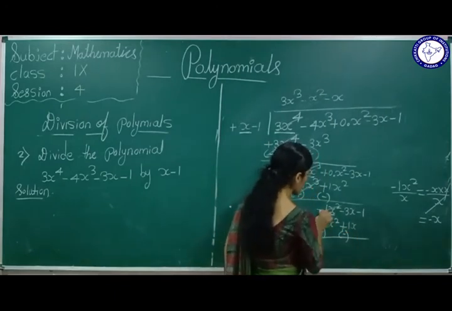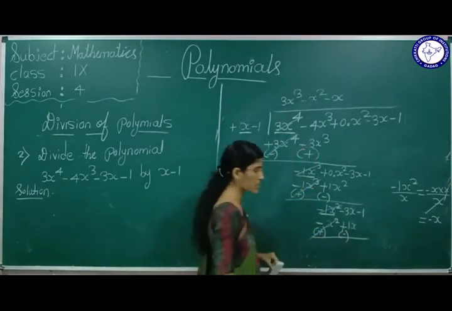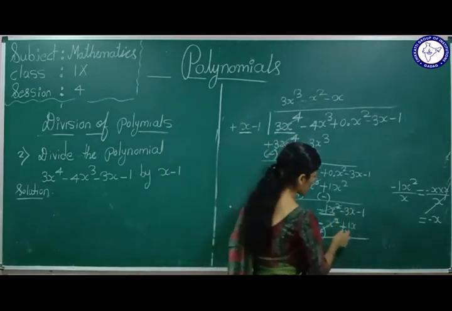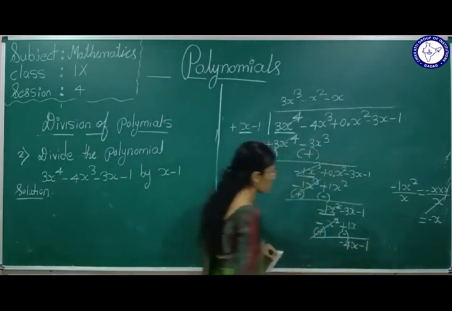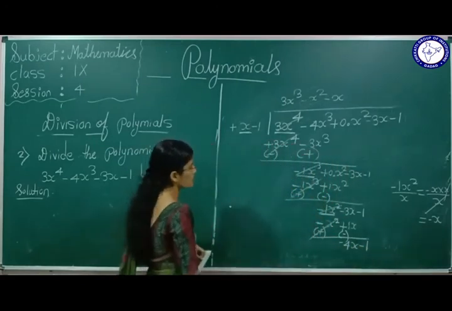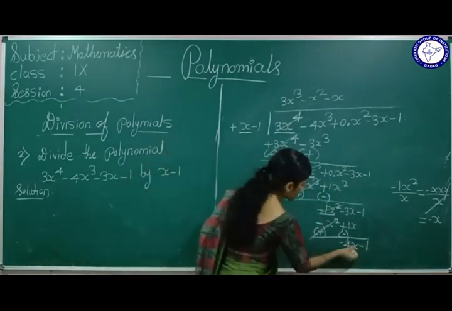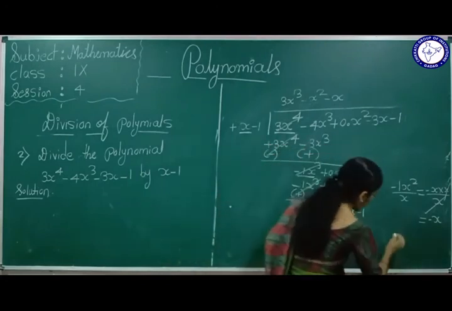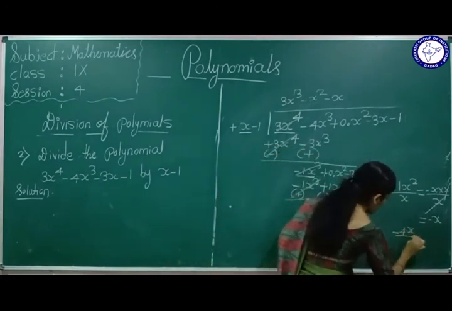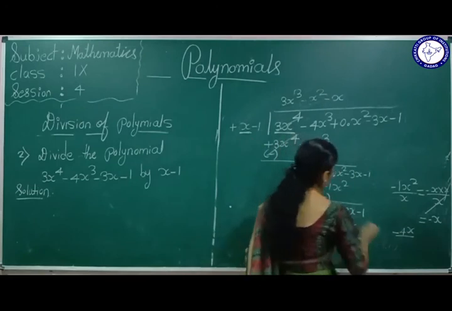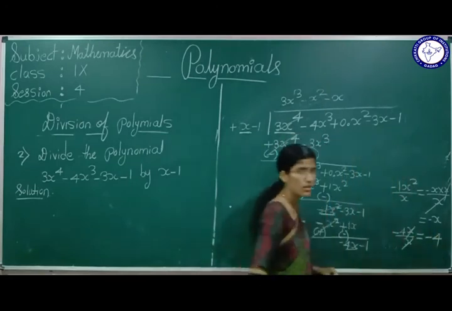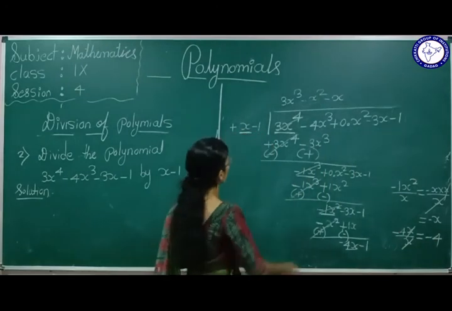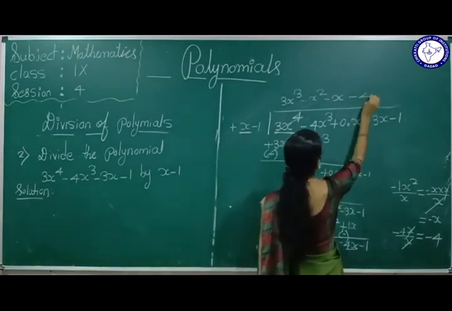Here minus is there means plus, here plus is there means minus. Minus 1x square plus 1x square is going to get cancelled. What is minus 3x minus 1x? It is minus 4x minus 1. Okay. Afterwards, again the new dividend's first term, that is minus 4x divided by x. X is going to get cancelled, minus 4 remains. Okay, here we will write minus 4.